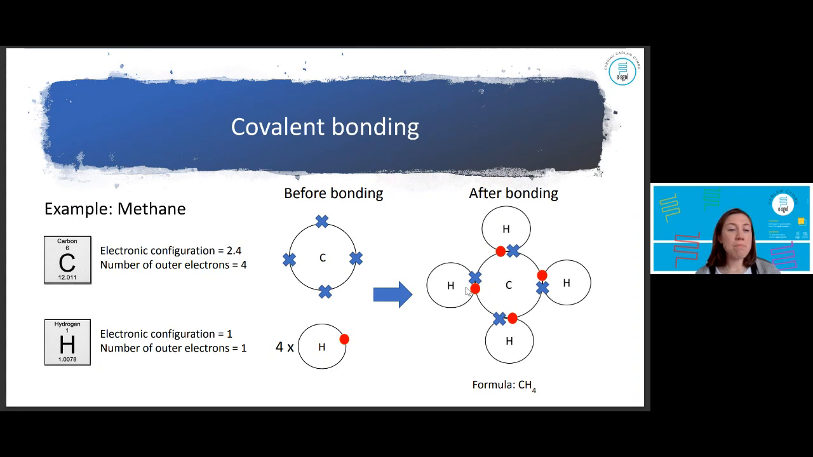The best thing to do with covalent bonding is to practice them, because once you have done so many, there won't be that many more examples that they could ask. So practice as many examples as you possibly can. The formula then is CH4, and remember the 4 showing the 4 hydrogen atoms as subscript.